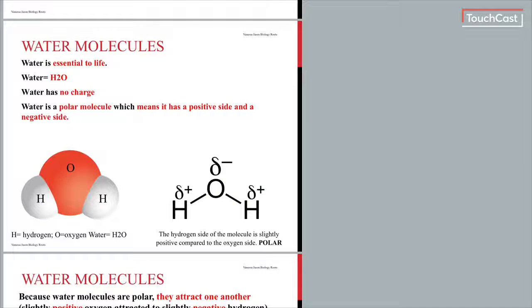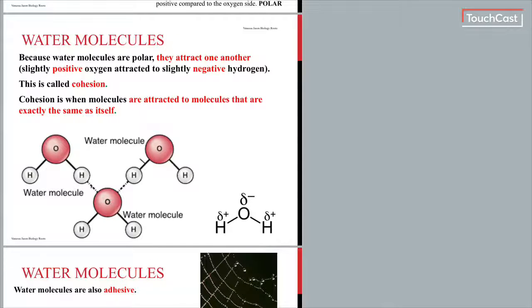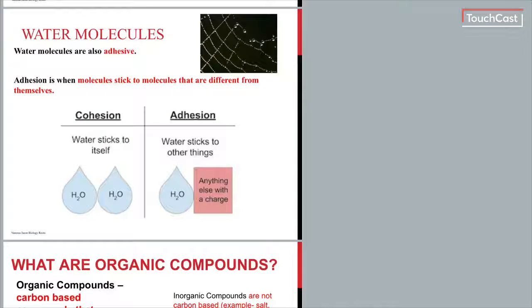And hydrogen bonds bring us into the idea of water, because water makes hydrogen bonds. Water is essential to life. Its abbreviation is H2O. Water has no charge, and water is a polar molecule, which means it has a positive side and a negative side. Because water molecules are polar, they attract one another. Slightly positive oxygen attracts the slightly negative hydrogen. This is called cohesion. Cohesion is when molecules are attracted to molecules that are exactly the same as themselves.